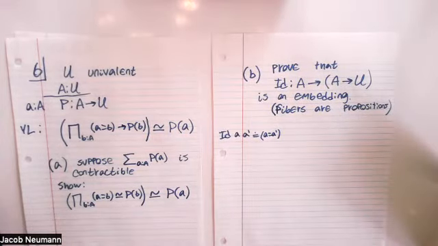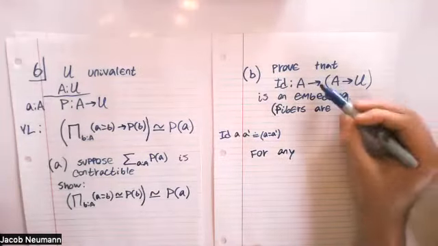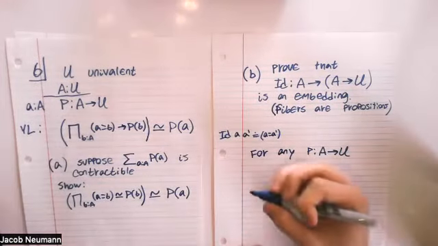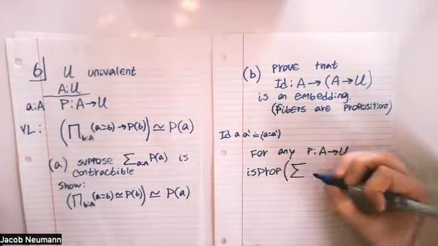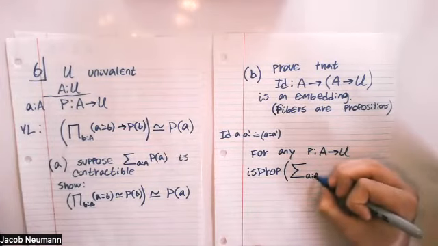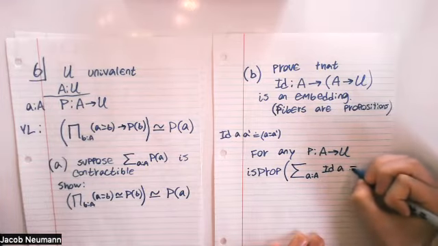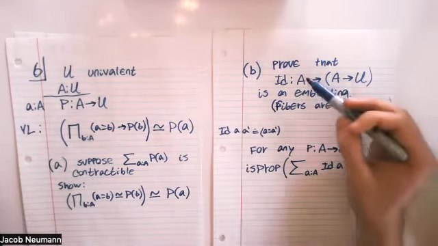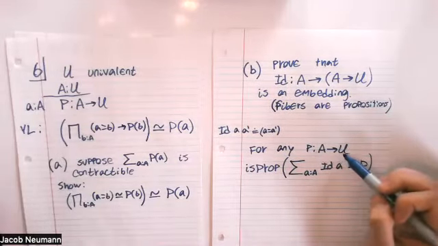Okay, so we want to prove that fibers are propositions. What that means is that for any P from A to U in the codomain here, we want is prop of the fibers. So all of those A in A such that id A equals P. This is what the fiber is: those things in the domain A such that if I apply the function id to them, I get the thing I'm trying to hit in the codomain P.